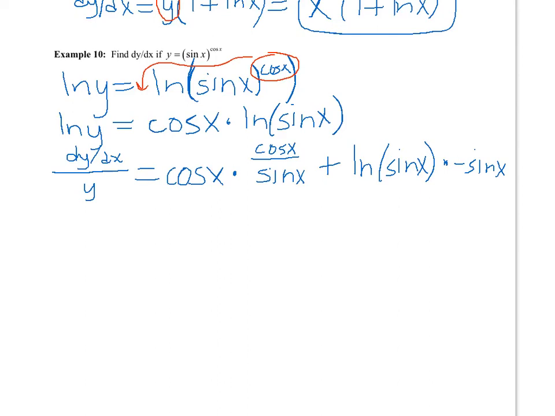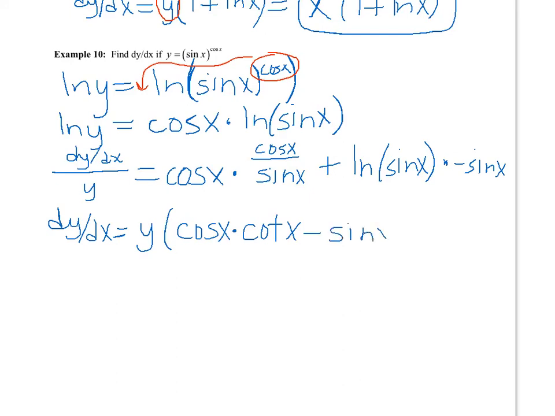We'll have dy dx. We're going to multiply that y over again. And here you can write cosine of x times cosine of x over the sine of x is going to be the cotangent of x. And actually, I suppose we can go ahead and move the sine of x in front of that. And it's negative, so minus the sine of x times the natural log of the sine of x.